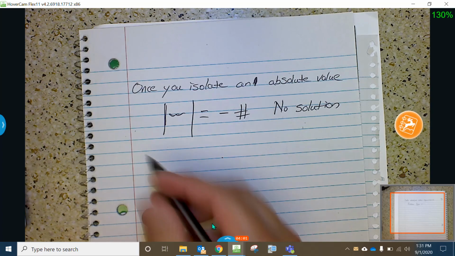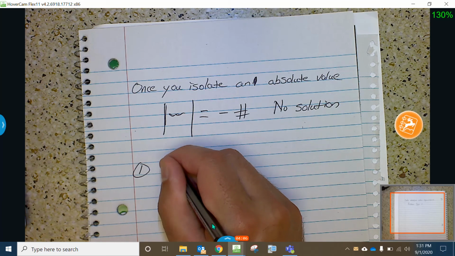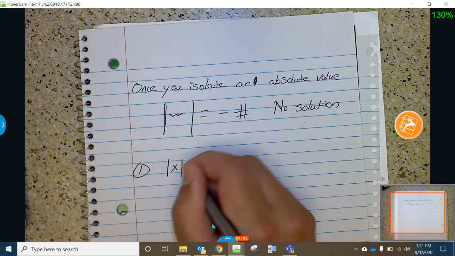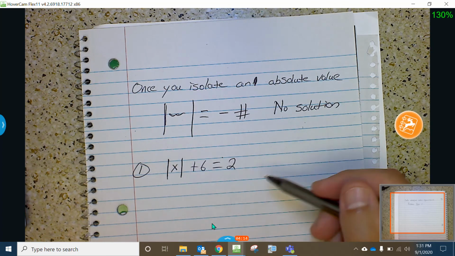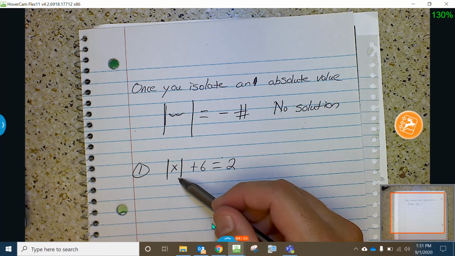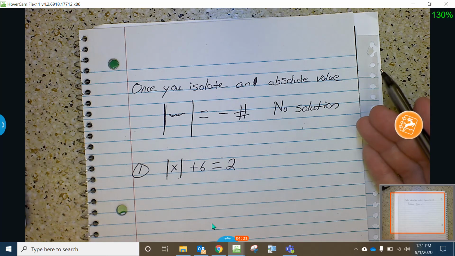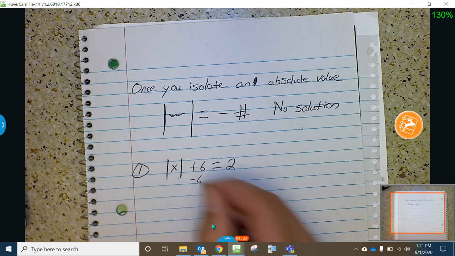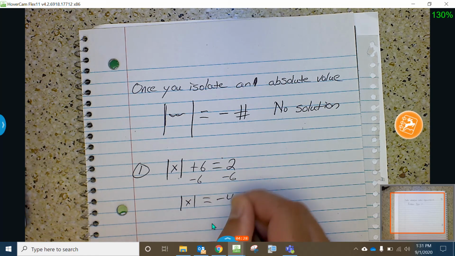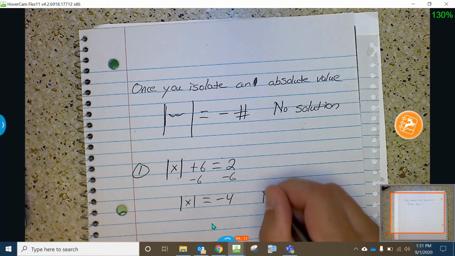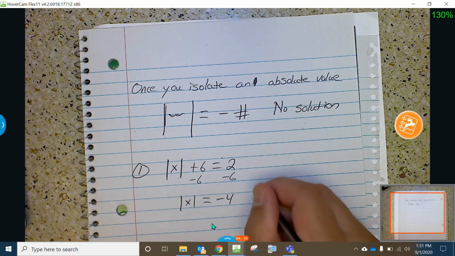So for example, let's say the absolute value of x plus 6 equals 2. Well, right now that looks good, but you have to isolate the absolute value. So to isolate the absolute value, what would you do? You would subtract 6 from both sides. Absolute value of x equals -4. Okay, that's no good, so this is a no solution. The distance from 0 can't be negative.